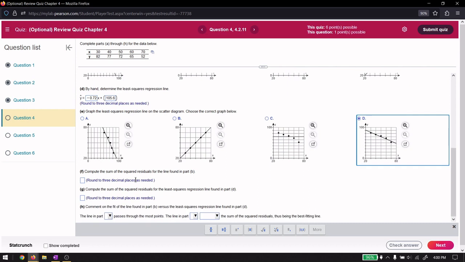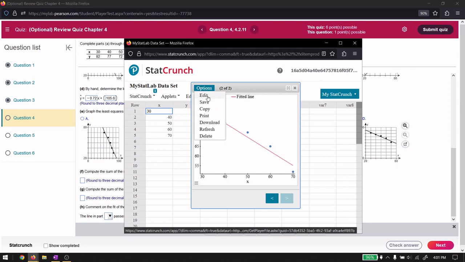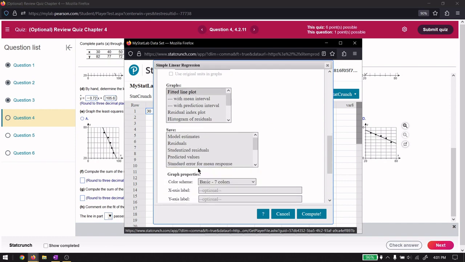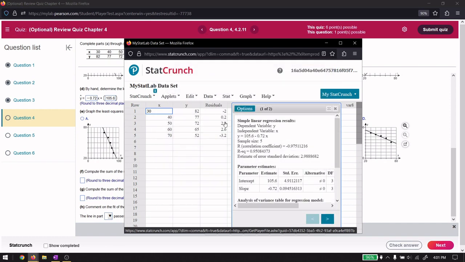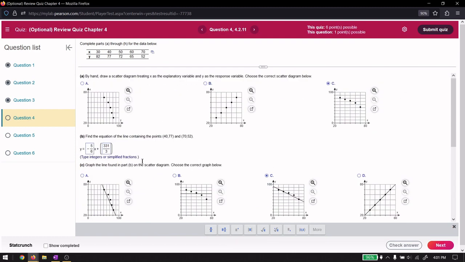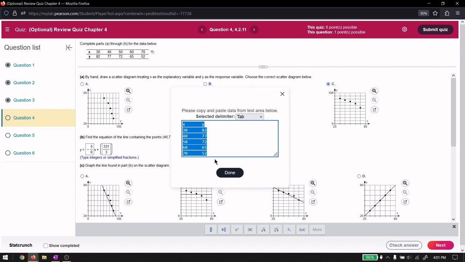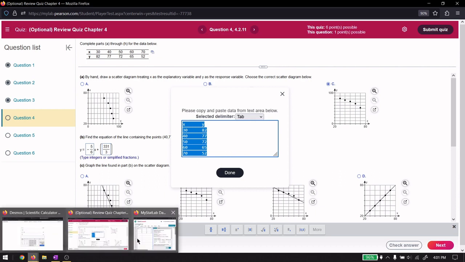All right, compute the sum of the squared residuals for the line in part B. Now, this is going to be easier because we don't have to do this by hand. I'm actually going to save the residuals from this, so I think we're going to need it for this next part. But for the squared residuals in part B, we're going to need to graph this line. And I think the easiest way of doing this is to copy it to clipboard, hit Control C, and graph this in Desmos. So let's go ahead and do that.